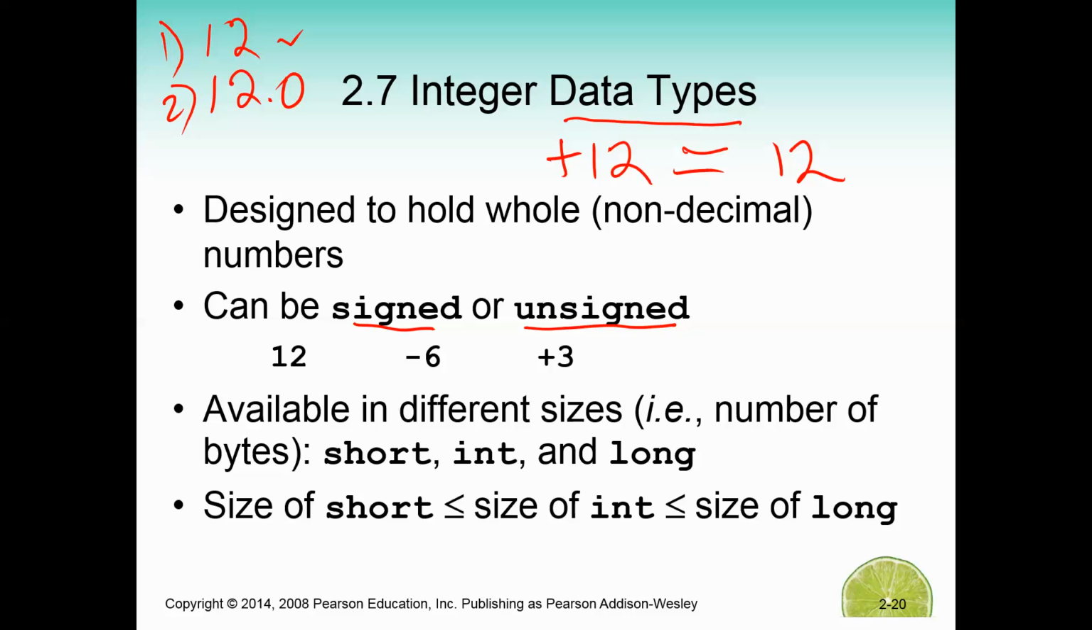When we are specifying integers, we have 3 different integers that we can identify. We call the first one a short, the second one an INT, and the last one is the long. The size is going to be based on the number of bytes that are going to be reserved.